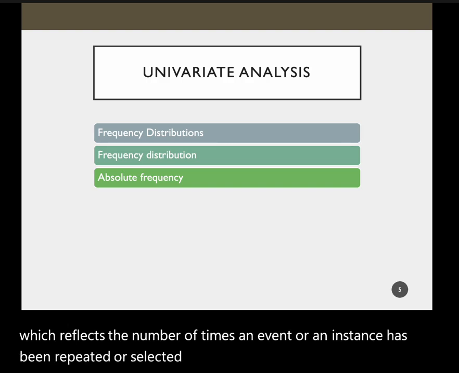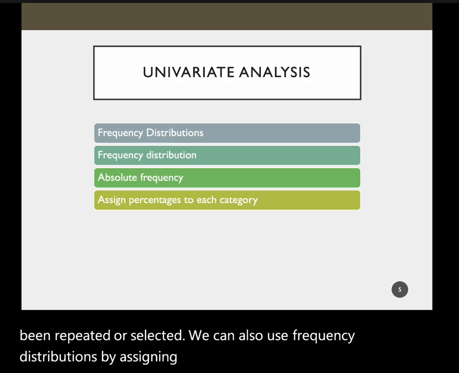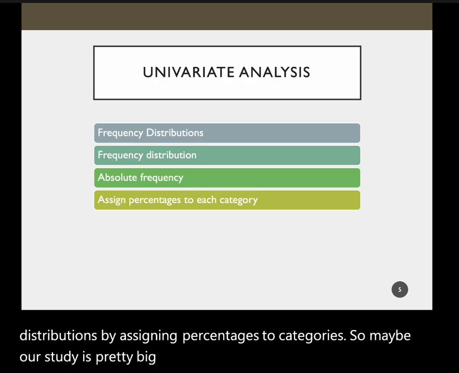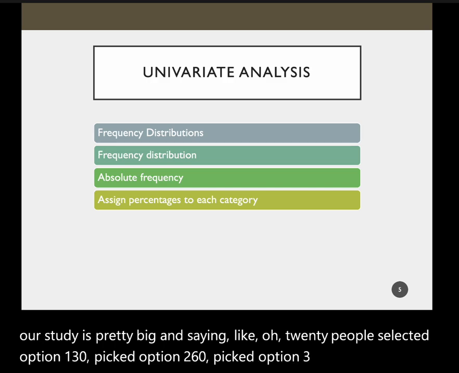We can also use frequency distributions by assigning percentages to categories. So maybe our study is pretty big, and we say, oh, 20 people selected option 1, 30 picked option 2, 60 picked option 3, and 10 picked option 4.